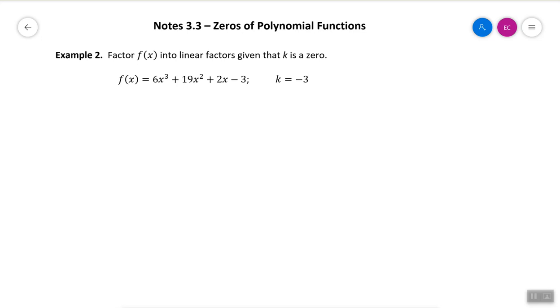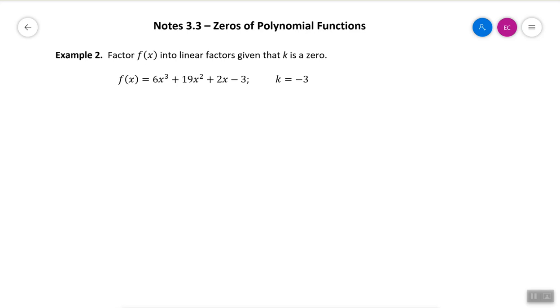Okay, let's keep going in section 3.3. We're trying to find zeros of a polynomial. Example 2 says just factor f of x into linear factors given that k is a zero. And so let's think about just what that means.